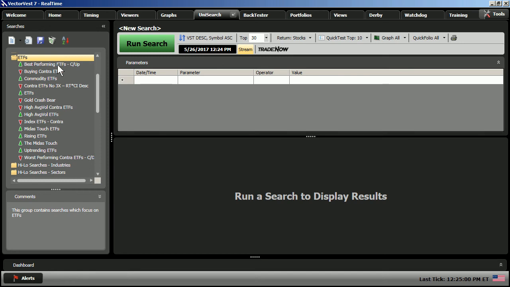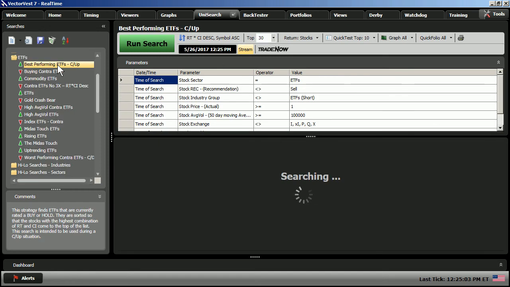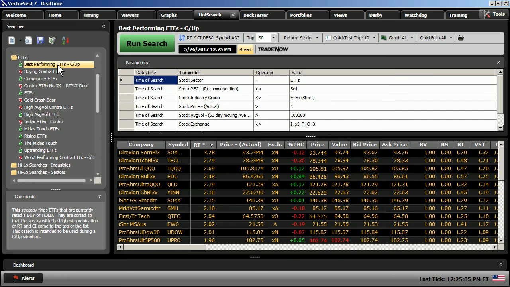I'll simply double click on it, and it's going to return a listing of ETFs based upon the criteria that we have set up as far as parameters. The stock sector is only equal to ETFs. The recommendation is not equal to a sell. The industry group is not equal to ETF short. Stock price actual, all of these ETFs have to be greater than at least $1. Average volume greater than or equal to 100,000 shares. The stock exchange not equal to the indices and the pink sheets. And the stock watch list not equal to contra ETFs.